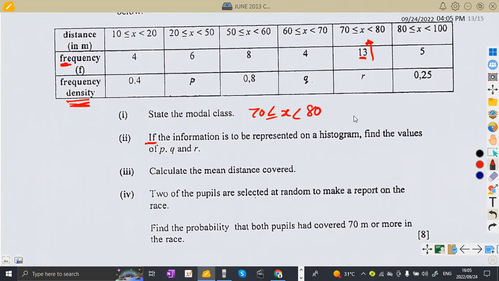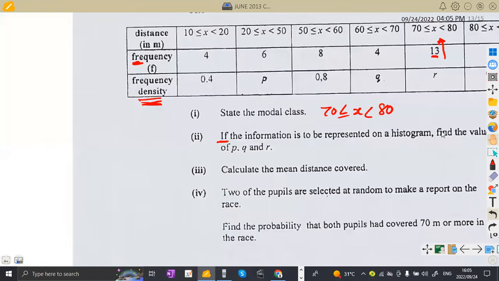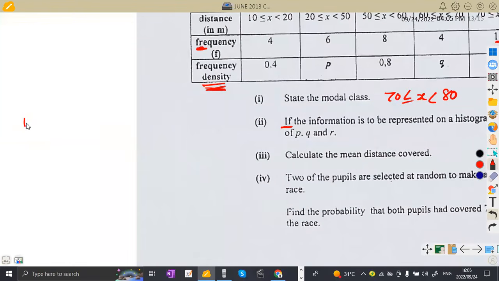Okay, so remember your frequency density, guys. We did the histogram last time. I told you that on the histogram, the frequency density is equal to the frequency over the class width, which is how big the class is from the lower class to the upper class. So when you're calculating P, you're calculating the frequency density. So P, which is our frequency density, is the frequency over the class width.